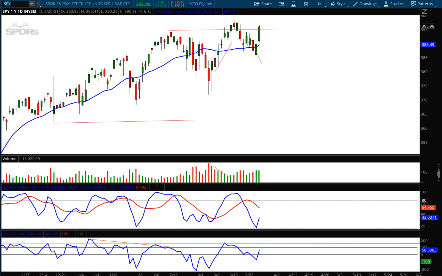the lines were very close here. My target was right there. We came within 50 cents of hitting that target. We did not hit it. Instead, we bounced. The same story is going to take place for the S&P.